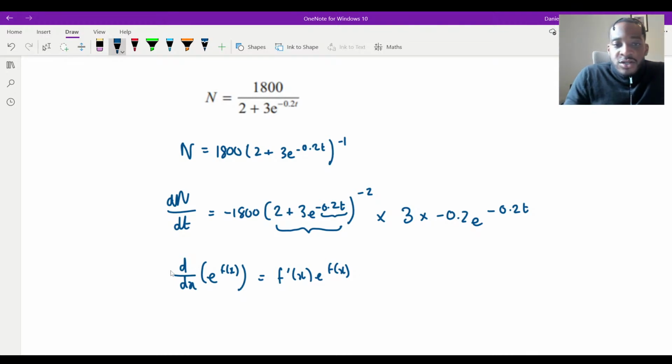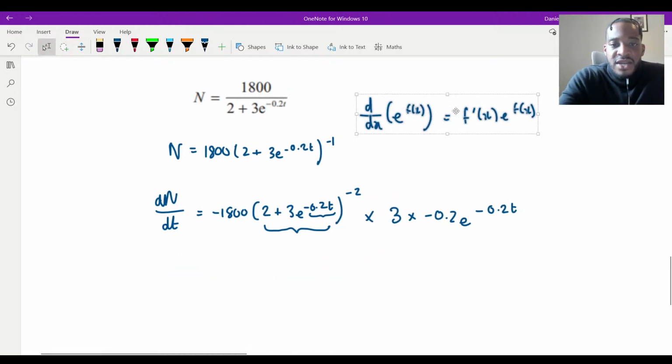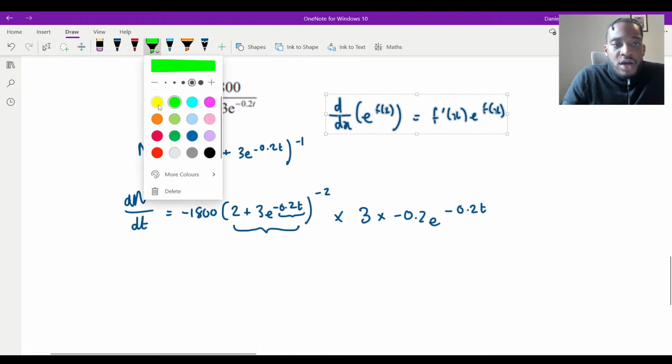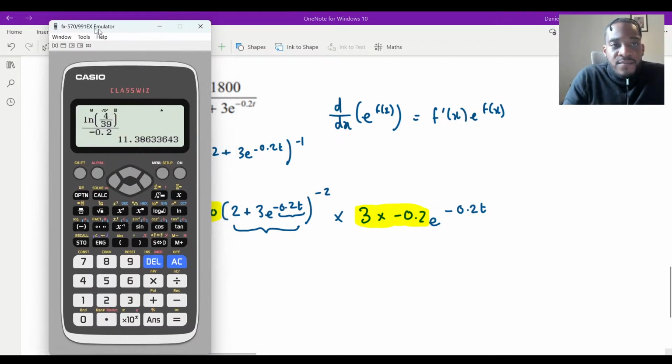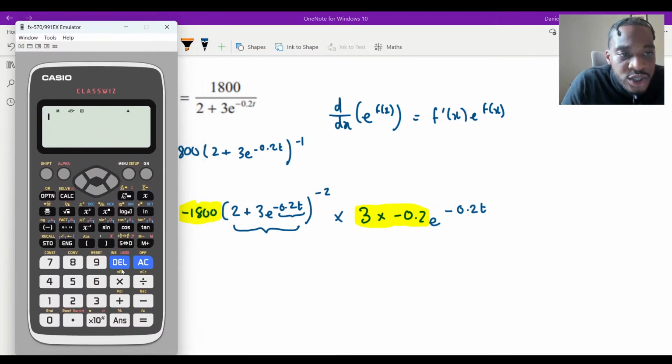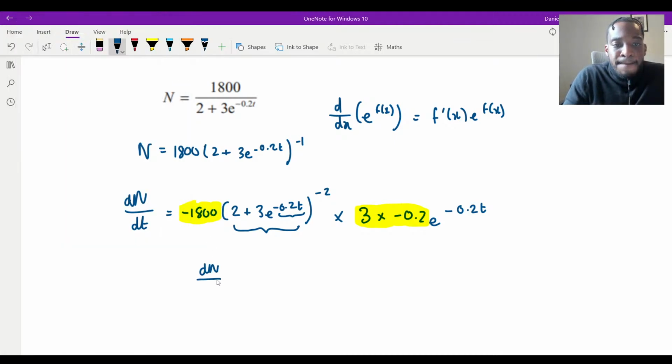So now this is my dm by dt, and obviously I need to tidy this up. So I'm going to move this here, and get all of the constants and multiply all of these and see what I get. It's going to be minus 1,800 times 3 times minus 0.2, and that gives me 1,080. So therefore I can say dm by dt is equal to 1,080.